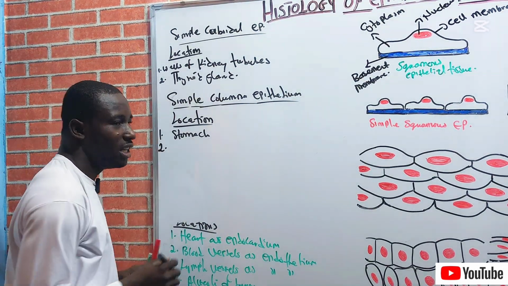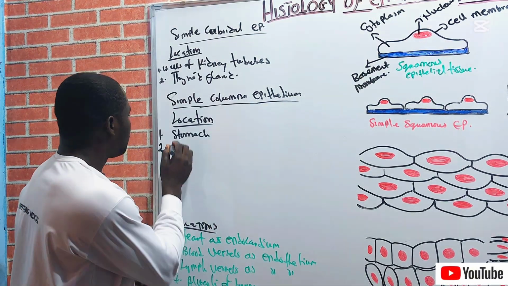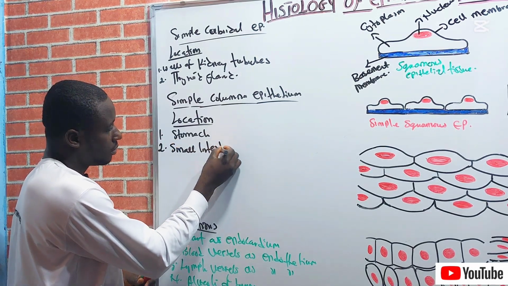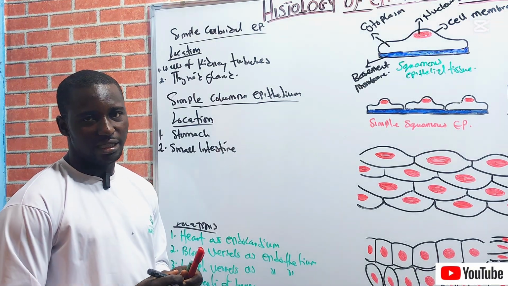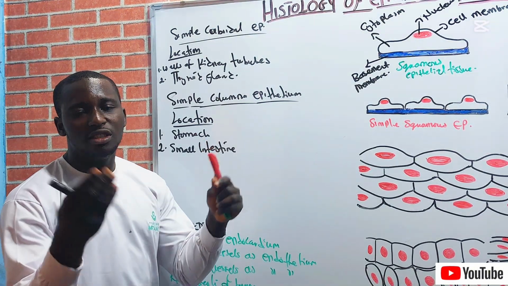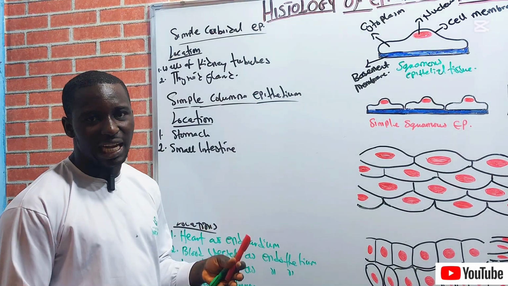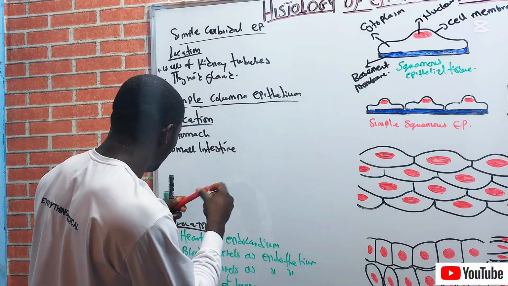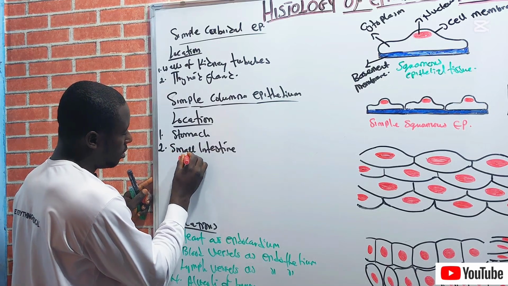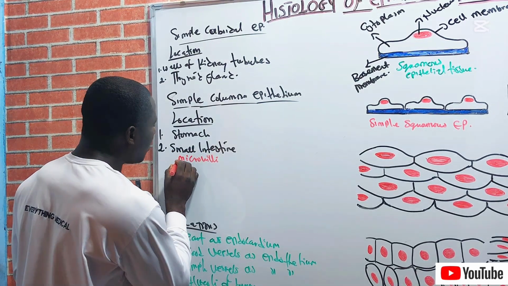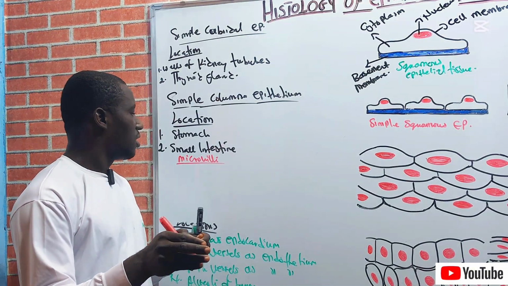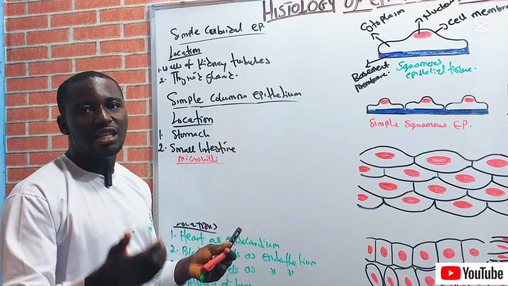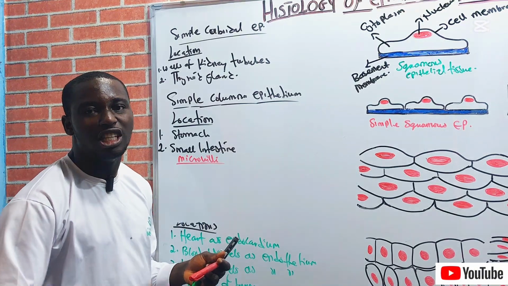The next place it is found is the small intestine. That is the intestinal epithelium. And in the small intestine, it has a surface structure. What is the surface structure of the simple columnar epithelium in the small intestine? It is simply the microvilli. Microvilli is the surface structure that covers the simple columnar epithelium in the small intestine. What is their work? Their work is to increase the surface area of absorption in the small intestine.